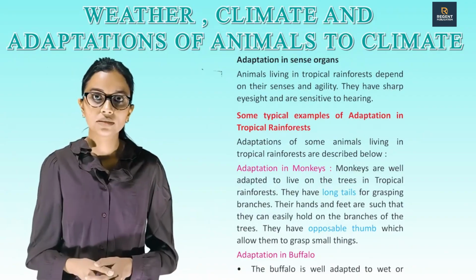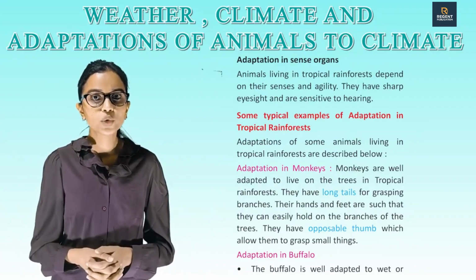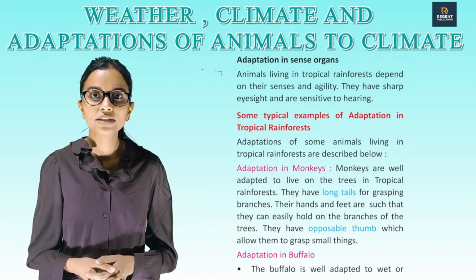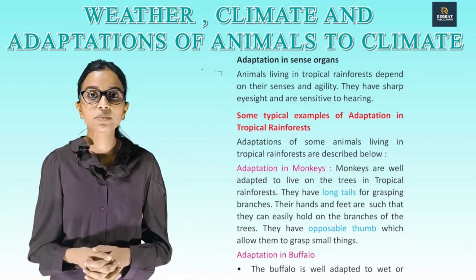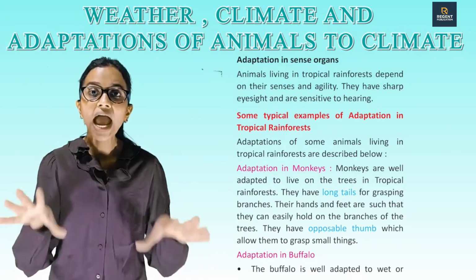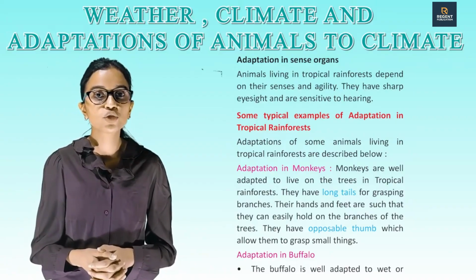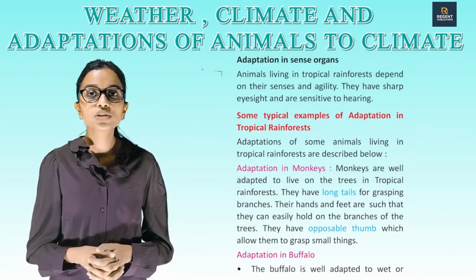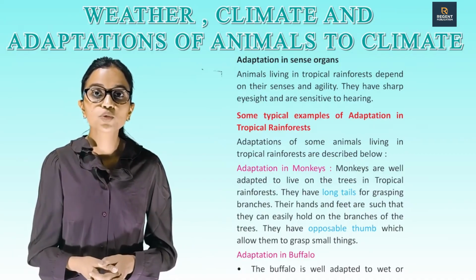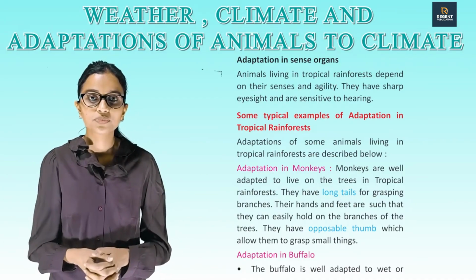Adaptation in monkeys. Monkeys are well adapted to live on the trees in tropical rainforest. They have long tails for grasping branches. Their hands and feet are such that they can easily hold on the branches of the trees. They have opposable thumb which allows them to grasp small things.